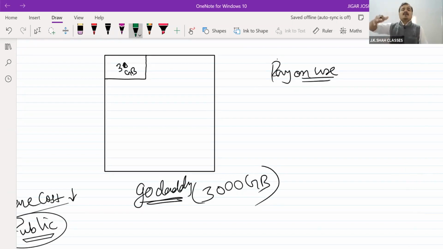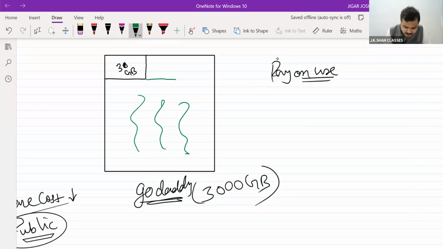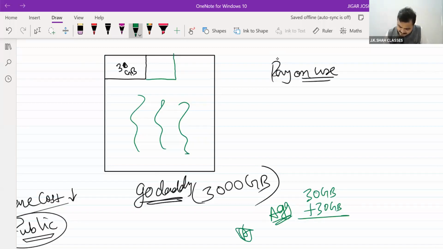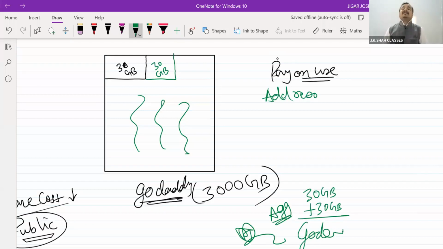But suppose, sir, if my business expands and I want more data on my website, can I get the extension? Yes, people. If the blank space is available, you can ask GoDaddy to make an agreement one more time: I am already having 30 GB space, please add 30 GB more. That agreement will be signed by you and GoDaddy. Understood? And you will get additional 30 GB. It means, sir, anytime I can add the resources. Yes, people. And anytime you can reduce the resources.